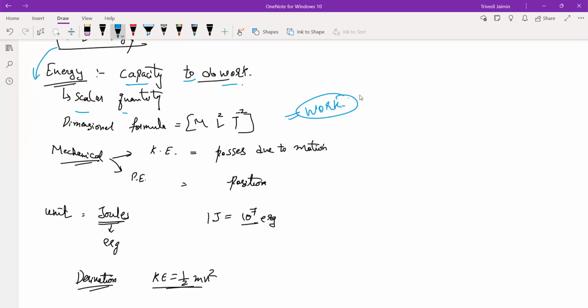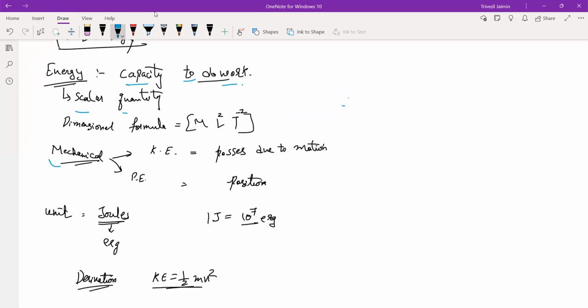Force applied on a body, it displaces, and how much capacity it has to do that work, that is energy, and at what rate it is doing that work, that is power. That's why we say rate of doing work for power. Here we say capacity to do work. Fine with it. Unit similar.